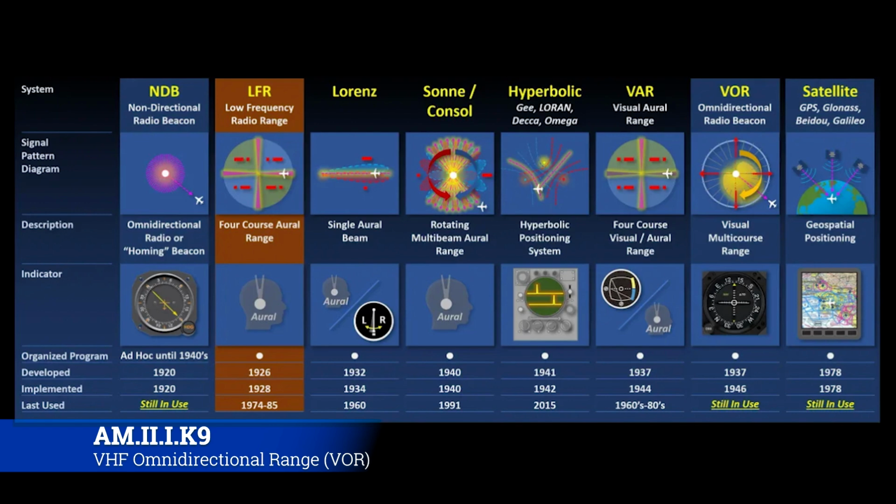Then in the 1940s, we see the rotating multi-beam aural range. Now this becomes interesting because it effectively becomes the pre-runner for VORs. We'll get to VORs here in just a second, but they don't come online until 1946. But the Sandkassel, rotating multi-beam aural range was the first step towards that.